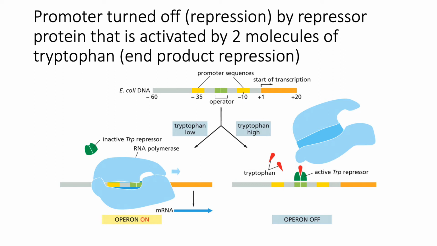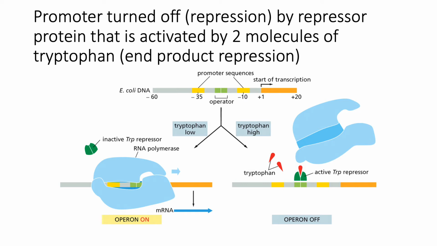So if we look at what happens under low tryptophan, which is on the left, the repressor is basically inactive, and I'll tell you in a second how it gets activated. It doesn't bind to the DNA, so in that case the RNA polymerase can bind to the promoter and initiate transcription. You get the RNA, you get the enzymes. In this case, the operon is on. But what happens when the tryptophan is high and the operon is turned off?